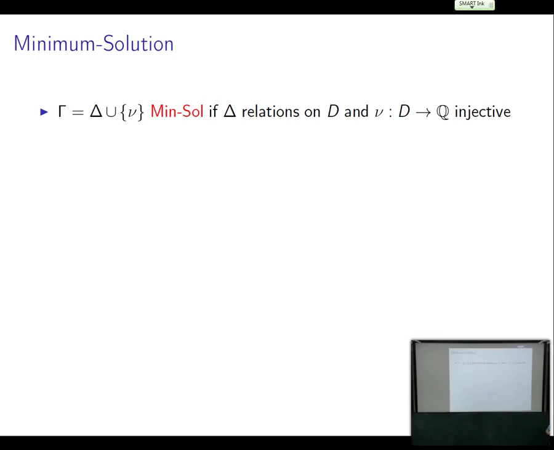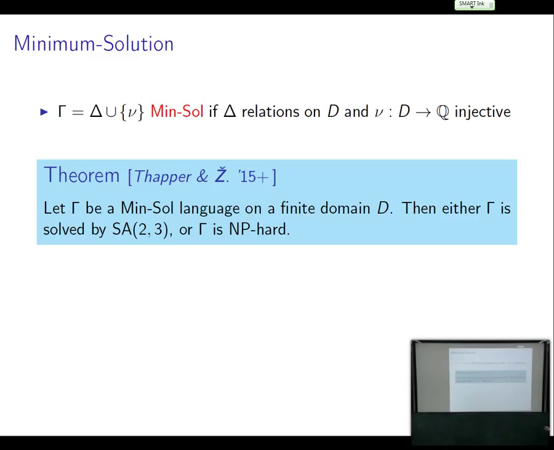So these are special VCSPs, or special languages, where all functions are in fact relations. So it seems like a decision problem. And the only optimization going on is in the unary terms. And the unary function is forced to be injective. Different values get different numbers. And in this case, you can show that either the language satisfies the condition in the support of language there, we can use all RTs greater than or equal to 3, in which case SA23 solves these instances in polynomial time, or the language is NP-hard.